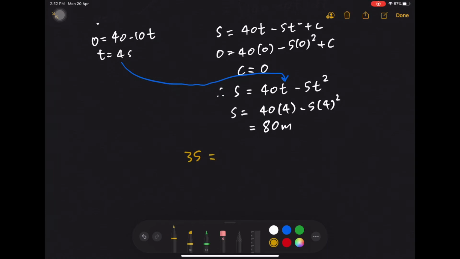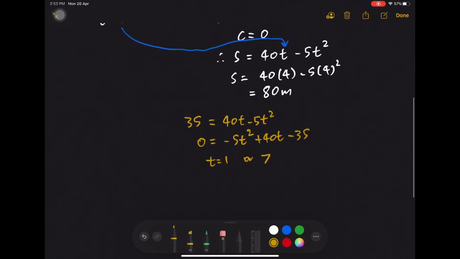35 is equal to 40t minus 5t squared. And you're going to move this around, you get a quadratic equation. You get something like this. And you're going to solve this, you get t is equal to 1 or 7. So this means that the particle is 35 meters above the ground when time is at 1 second, and at 7 seconds the particle is 35 meters above the ground.